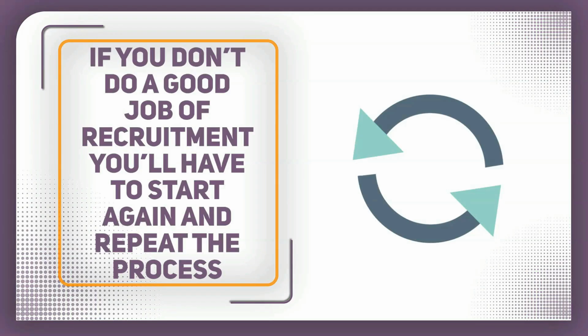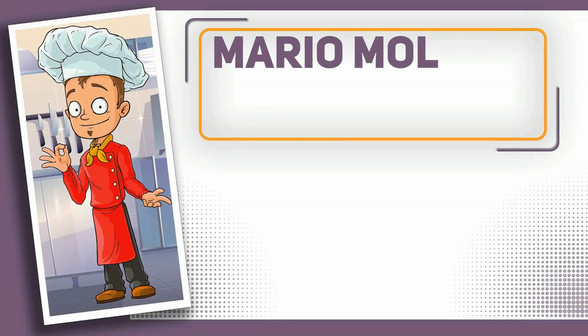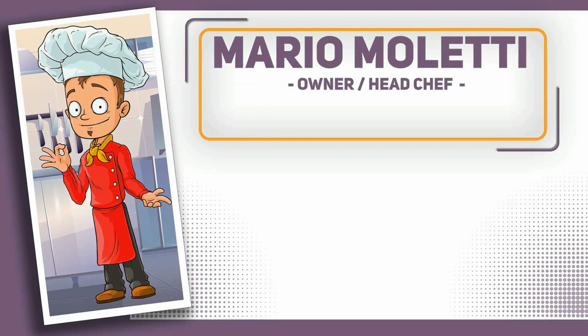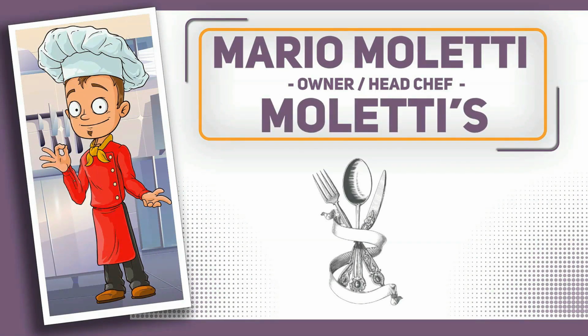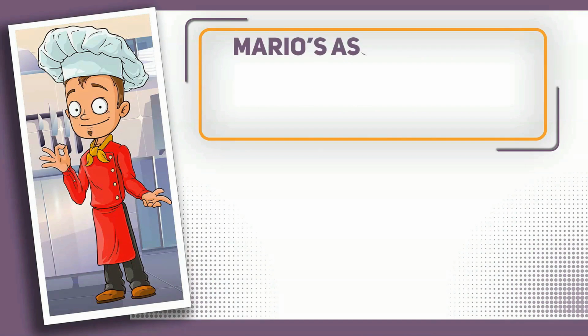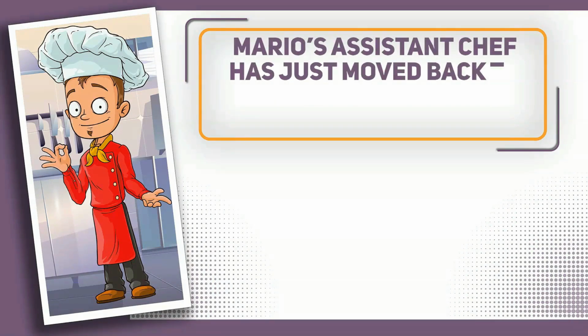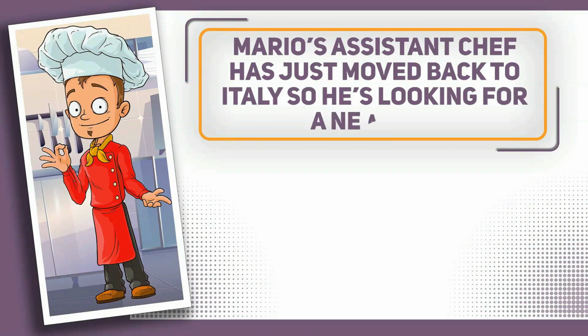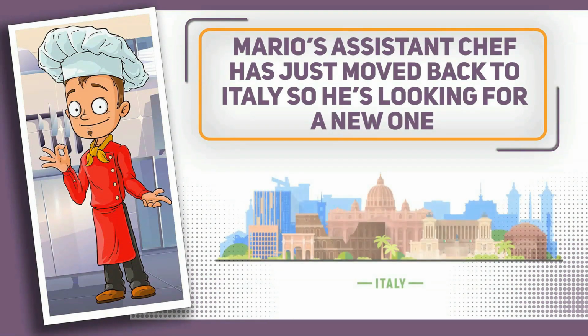Before we go any further, in this video we're going to meet Mario Moletti. Mario is the owner and head chef at a fancy London Italian restaurant called Moletti's, with a team of 30 staff. Mario's assistant chef has just moved back to Italy, so he's looking for a new assistant chef. Mario has worked hard to build his restaurant's reputation, and he wants to ensure that he finds the right person. So we're going to go through the selection process that Mario used to help us understand this important process.